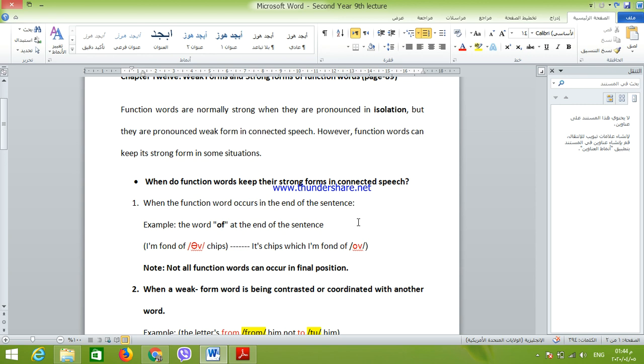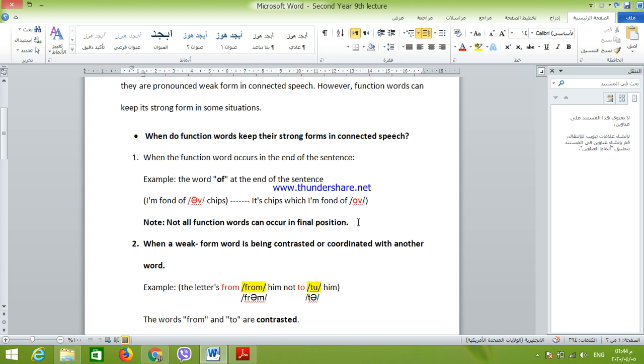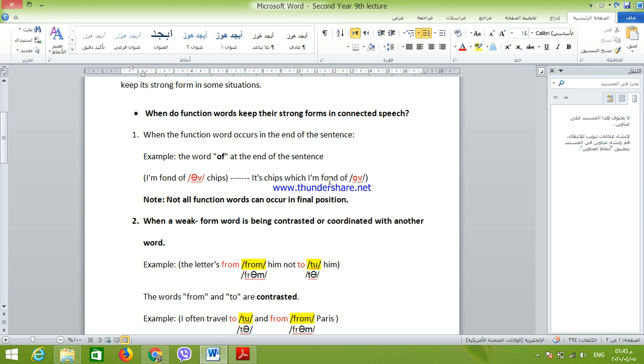However, there are a few cases where this rule does not apply, which means even though the function word is pronounced in connected speech, it keeps its strong form. Still, it is pronounced strong. What are these cases? The first one: when the function word occurs in the end of the sentence, in final position.